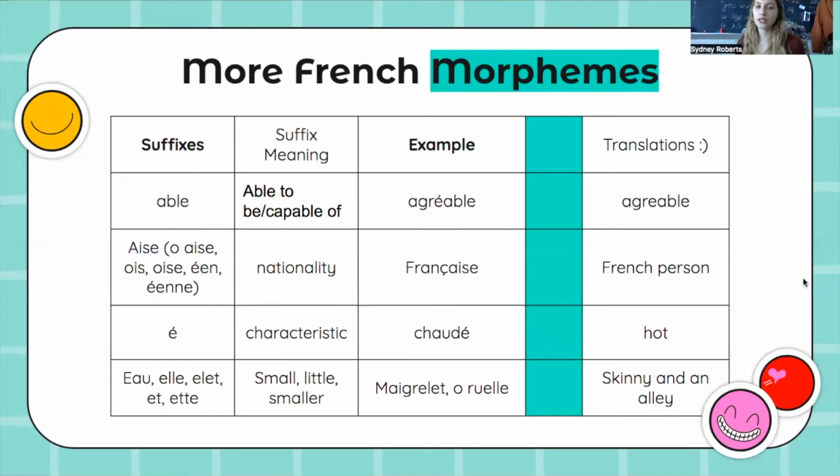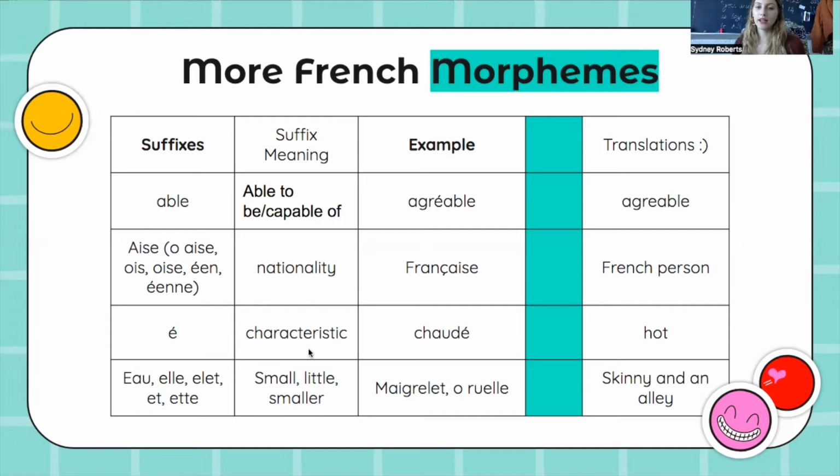Then just some more for us. We've got able, like we mentioned in English. Again, there's a lot of overlap because we derive a lot of our language from French. So this would mean able or capable of. Agréable would be agreeable, an agreeable person. Ice or is would indicate nationality. So that kind of varies across the board depending on language. But for example, française is how you would refer to a French person. Like you would say, je suis français, I am French.